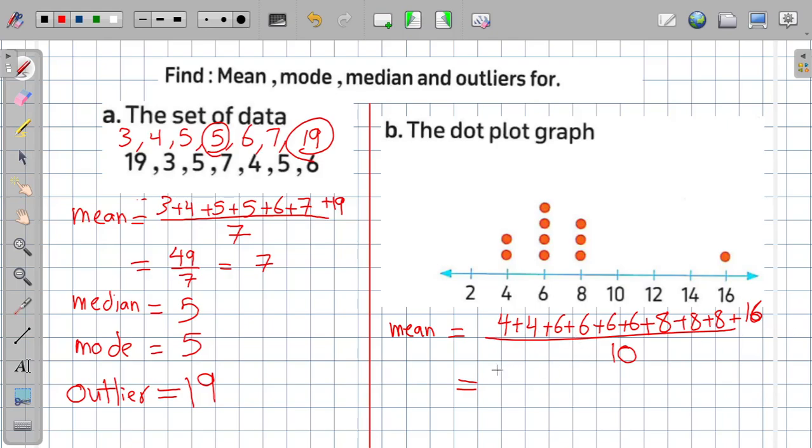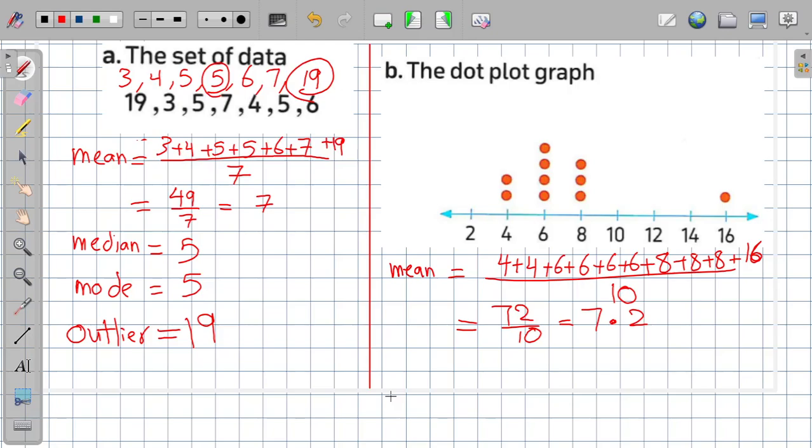The total here will be 72. So 72 divided by 10 will be equal to 7.2. And this is the mean of this dataset. Next, I want to find the median and the mode. So the median here, I will arrange them first to find the median. I think I arranged them like this.